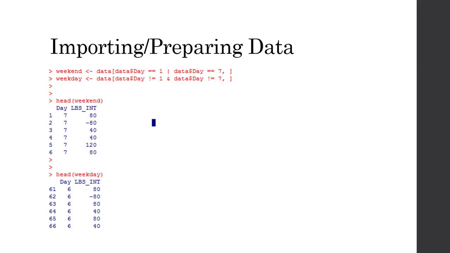Preparing the data a little bit further, I split up that data frame into two separate data frames, one called weekend and one called weekday. The weekend data frame was just all the rows that had a day value of 1 or 7 because, like I said, 1 corresponds with Sunday and 7 corresponds with Saturday. And then the weekday data frame was just all the rows of data with day values not equal to 1 and not equal to 7. So 2 through 6 basically.